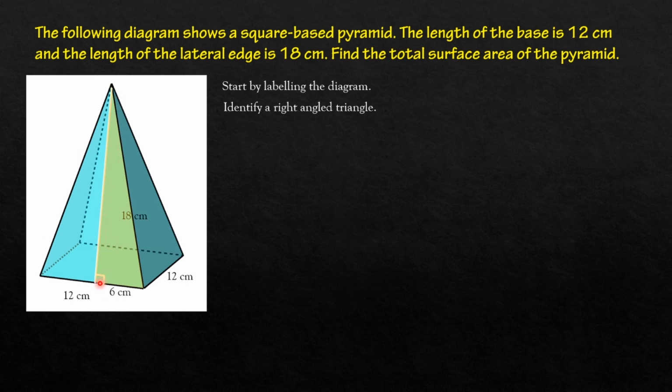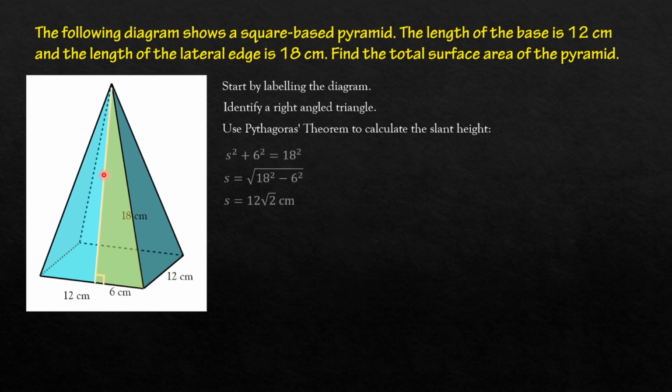We've identified a right angle triangle now here, where we've got the height of the triangle. This length is 6, this length is 18. Use Pythagoras' theorem to calculate the slant height, which is your white line here. So this is s squared plus 6 squared equals 18 squared. And s is calculated as 12 root 2.